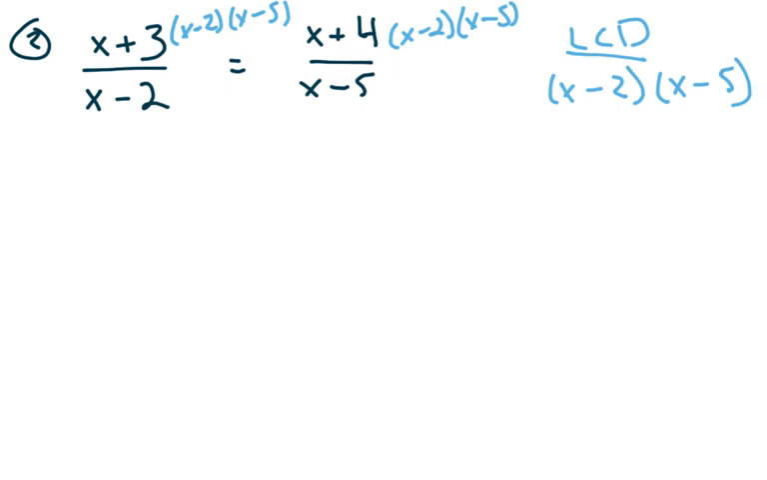Then if we did this correctly, our denominators should all cancel. As I look at my left side, my x minus 2 and my x minus 2 will cancel. So I'll just be left with an x plus 3 times an x minus 5.